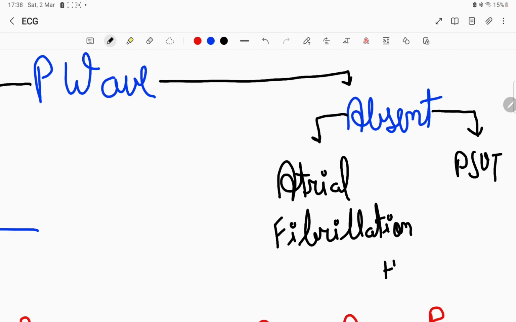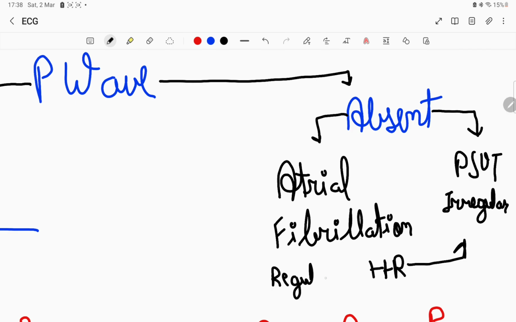Herein, you need to focus on the heart rate. If the heart rate is irregular, then it is PSVT, and if the heart rate is regular, then it is atrial fibrillation.